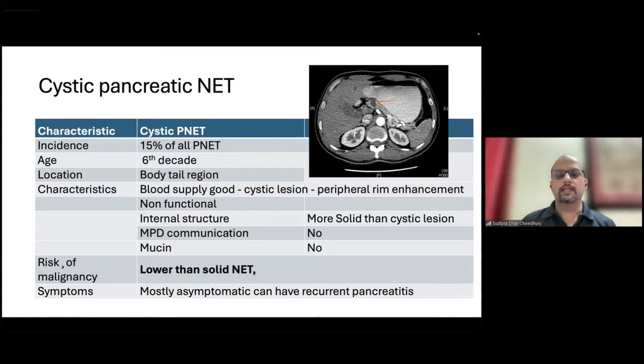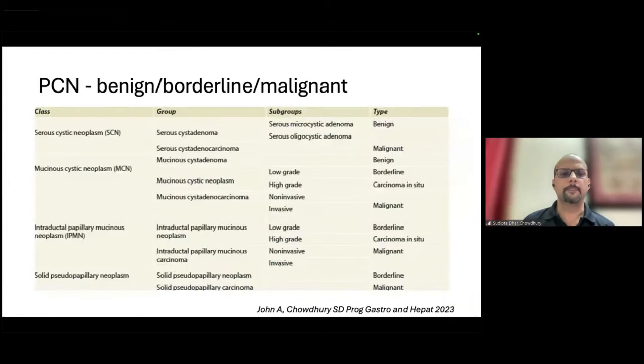If you look at the risk of malignancy, they definitely have a high risk of malignancy, but it's much lower than that of a solid neuroendocrine tumor. Most of the patients are asymptomatic. Rarely they can present with recurrent pancreatitis.